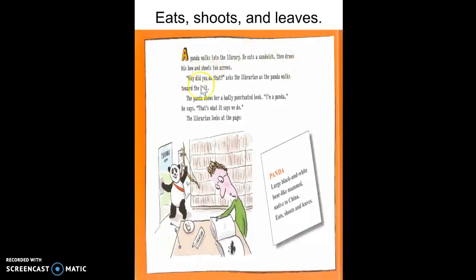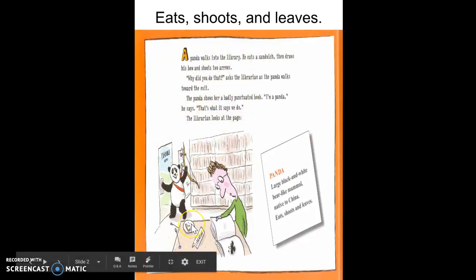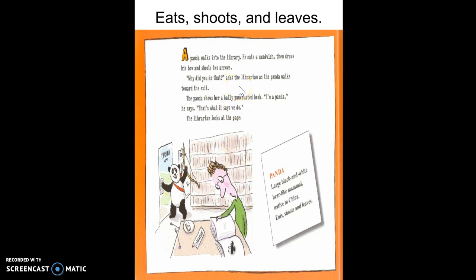So in the book, here's the sentence. A panda walks into the library. He eats a sandwich, then draws his bow and shoots 2 arrows. "Why did you do that?" asked the librarian as the panda walked toward the exit. The panda shows her a badly punctuated book. "I'm a panda," he says. "That's what it says we do." The librarian looked at the page. "Panda, large black and white bear-like mammal native to China.